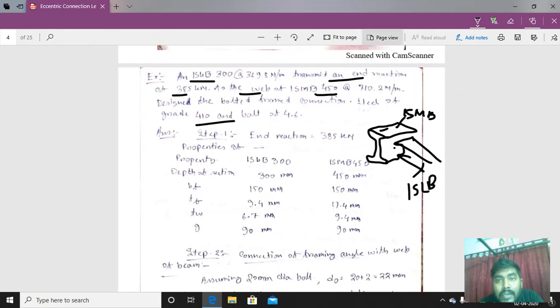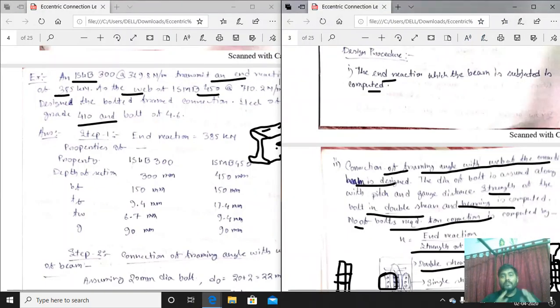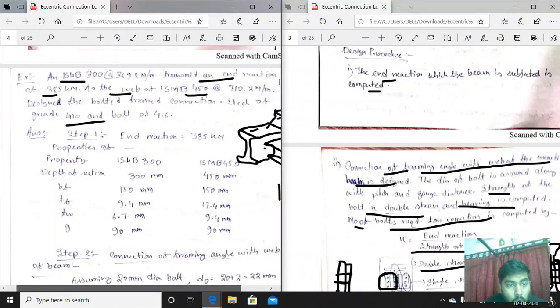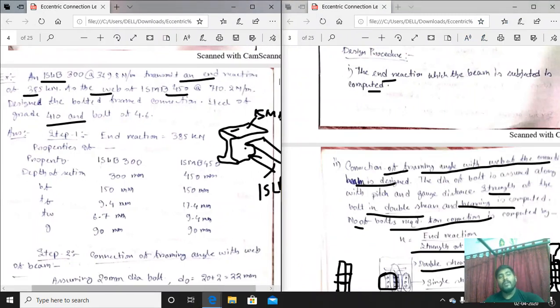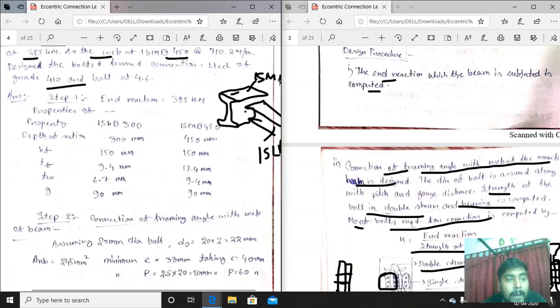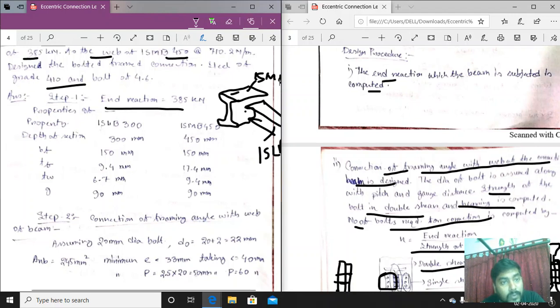Let us use another page here. I have opened another window, where in one window the mat will be there and in the other window the process we can see and correlate with each other. In the design procedure, first the end reaction of the beam is computed. The end reaction is 385 kilonewton, that we know.